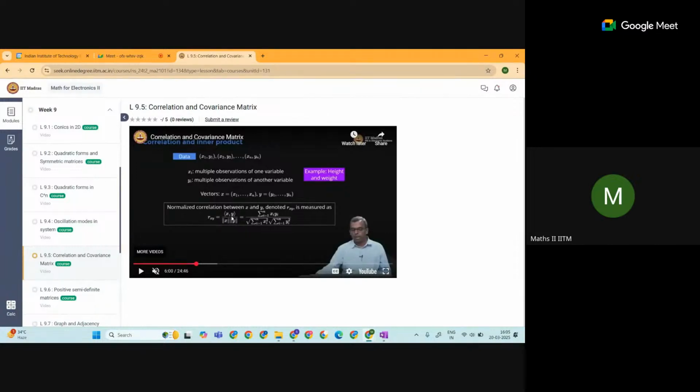Now this relation, the inner product, we have already studied. Inner product between x and y, divided by the norms. Whatever we get from this formula is a real number. This is called the correlation between x and y. This formula is called the correlation between x and y.